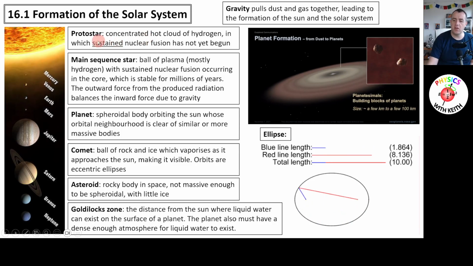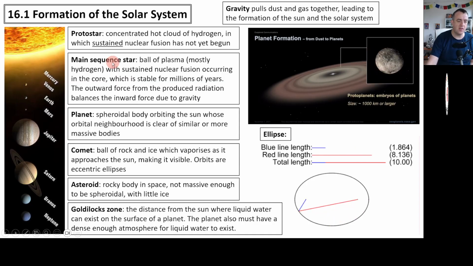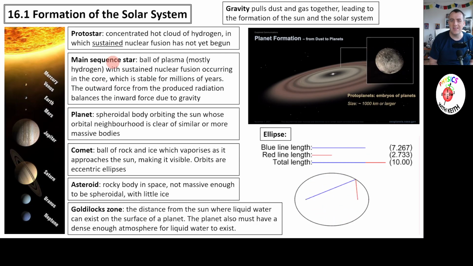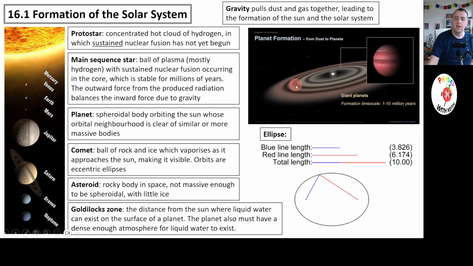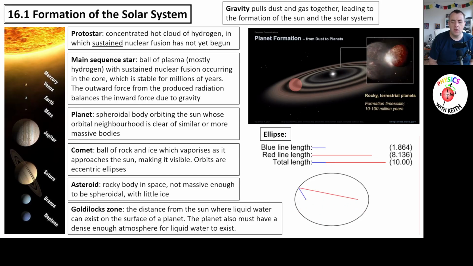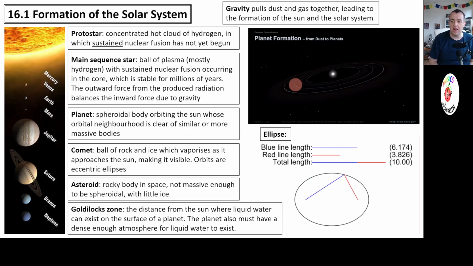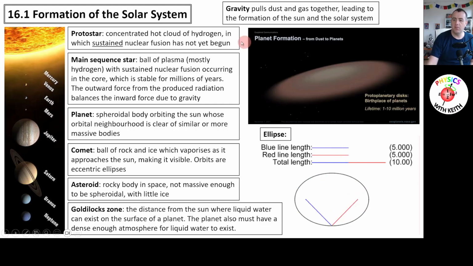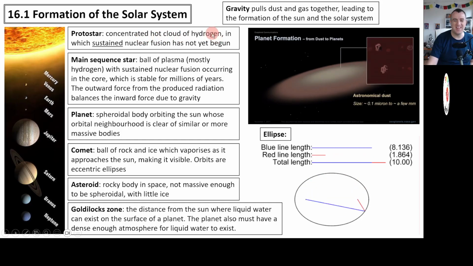If a protostar accumulates enough mass, it can turn into a main sequence star. Now, we'll be talking about the life cycle of a star in lesson 98, which is the next part of this video. So I don't want to go into too much detail. But how we define a main sequence star is a ball of plasma. So it's such a high temperature, it's no longer a gas, it's now definitely a plasma. In fact, up here where it says protostar, concentrated hot cloud of hydrogen, I think that's a hydrogen plasma as well, to be honest.